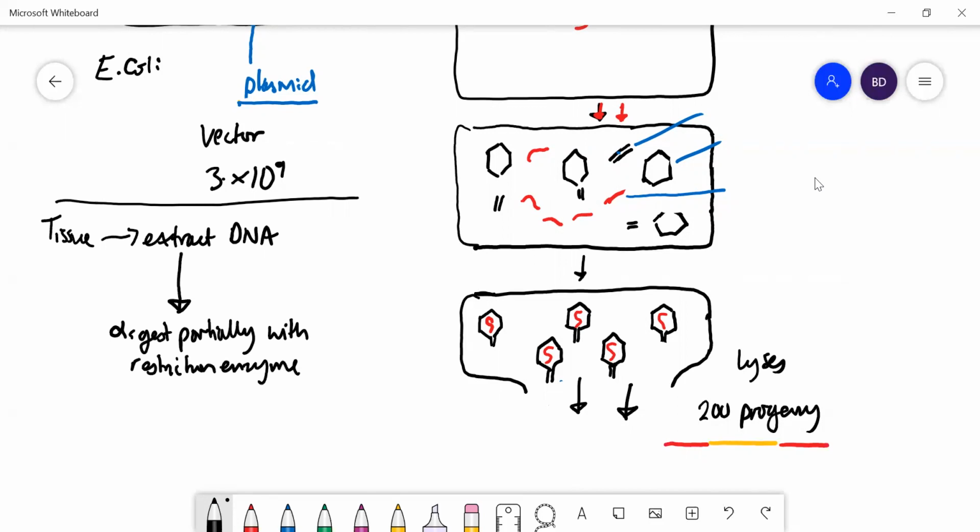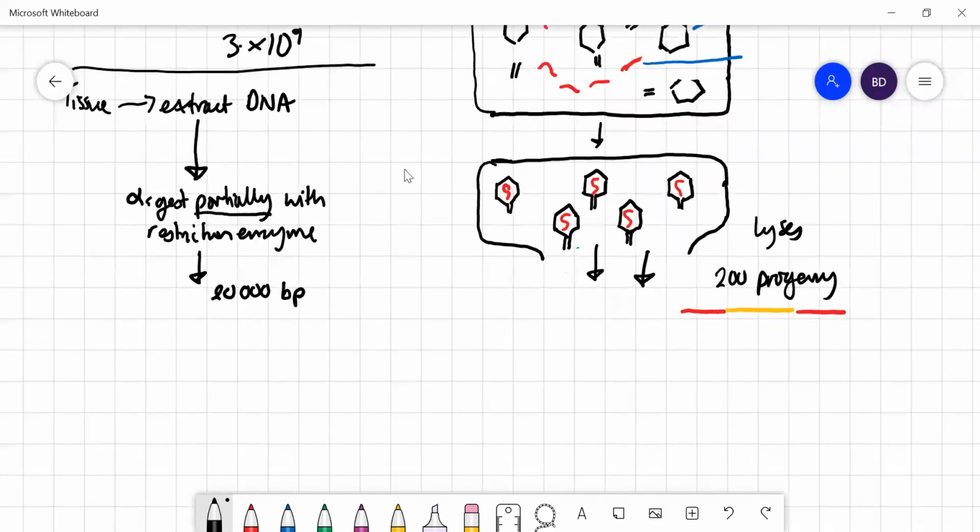Now you may remember a restriction enzyme is an enzyme which cuts DNA at certain sequences. It recognizes a sequence, usually 4 or 6 bases long, and it cuts it there. The reason it's a partial digestion is that if you allowed it to completely digest it, the bits of DNA you'd get would be too long. They'd only be about 200 bases long, and you really want fragments which are about 20,000 base pairs long. You want to insert them into the bacteriophage DNA.